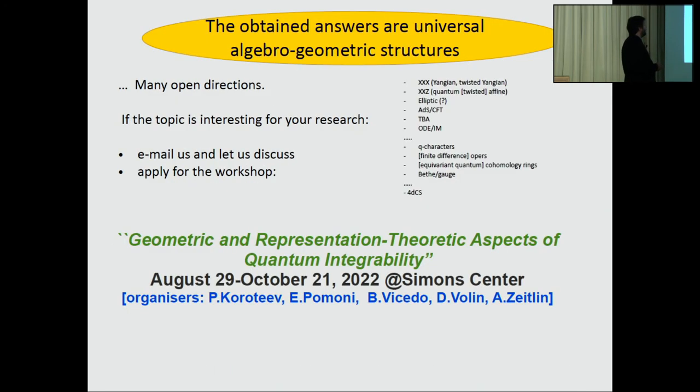Okay. And finally, the very last slide. The Q-system is a universal algebraic geometric structure, which appears in a whole big list of different groups. And we have a program about it at the Simons Center. So if you're going to Santa Barbara, you can stop over. If you don't go to Santa Barbara, you can just come directly to us.